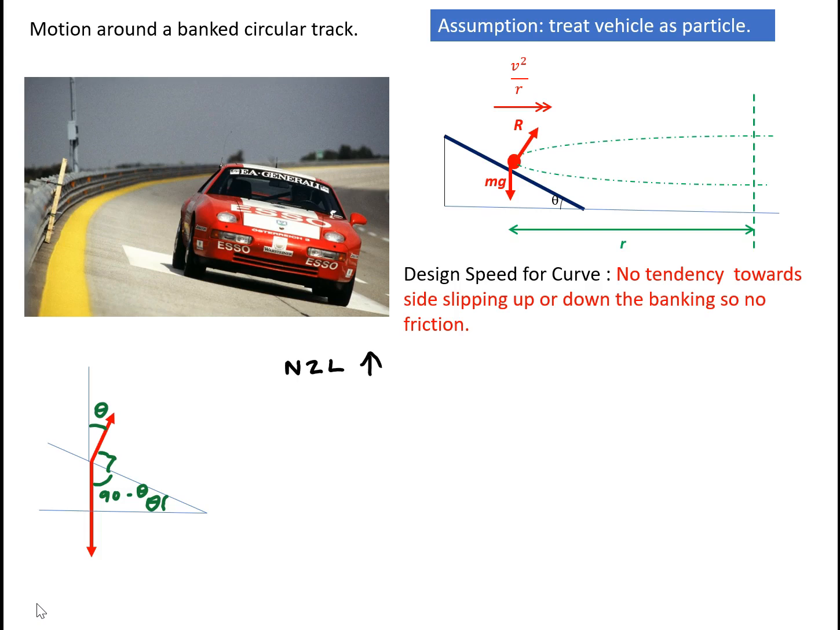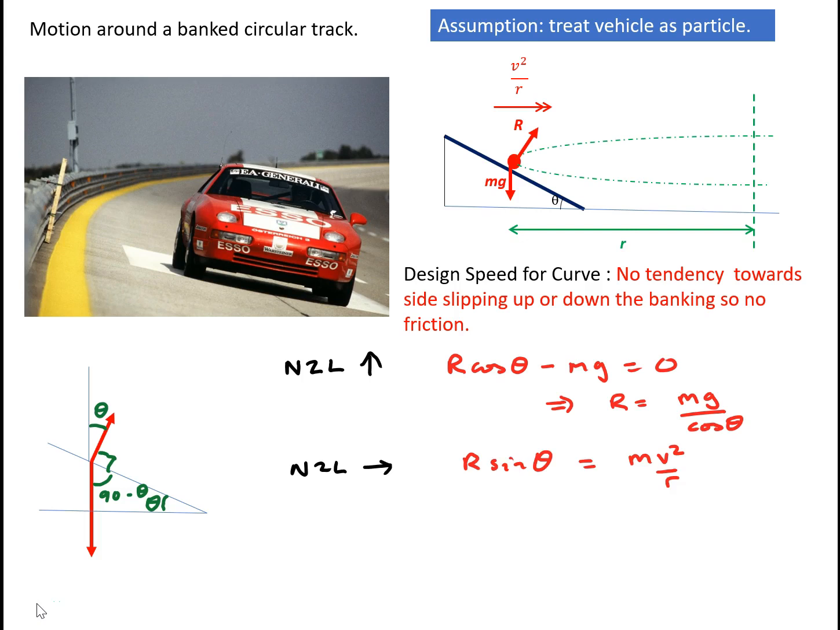Resolving vertically, we've got R cos theta minus mg must equal naught. In other words, R must equal mg divided by cos theta. Applying Newton's second law towards the centre of the circle, the resultant force towards the centre is simply the component of R towards the centre of the circle, which is R sine theta, and that must equal mv squared over the radius of the motion.